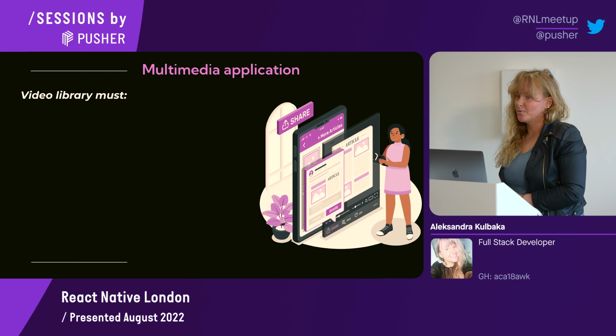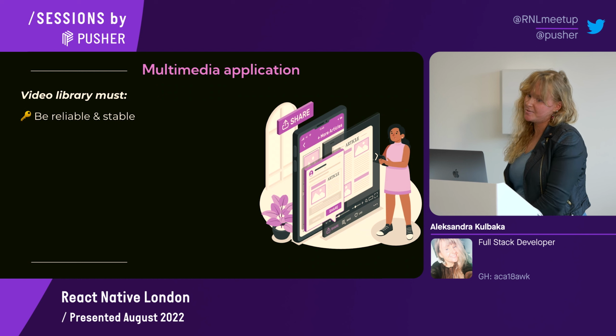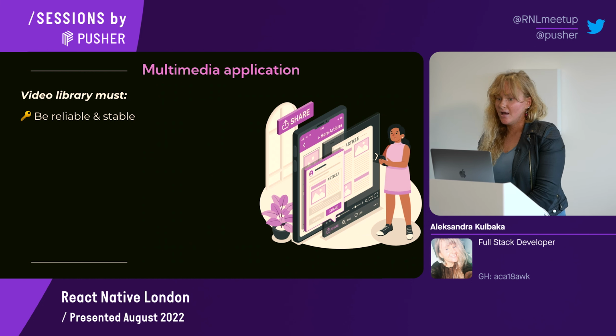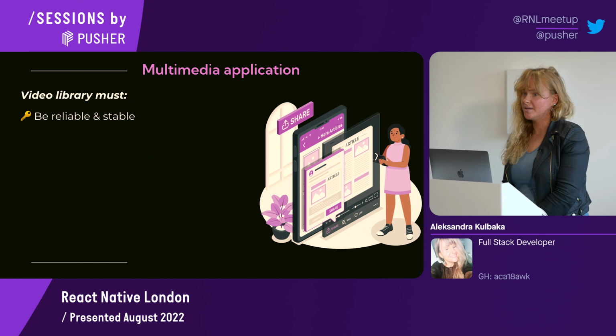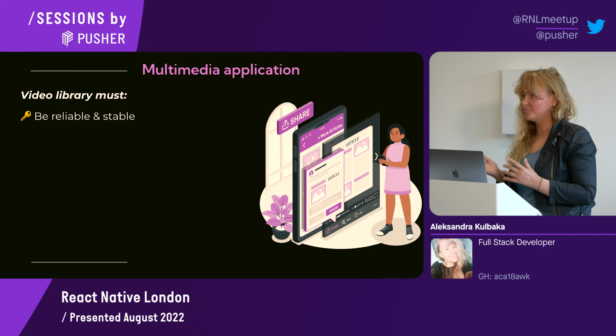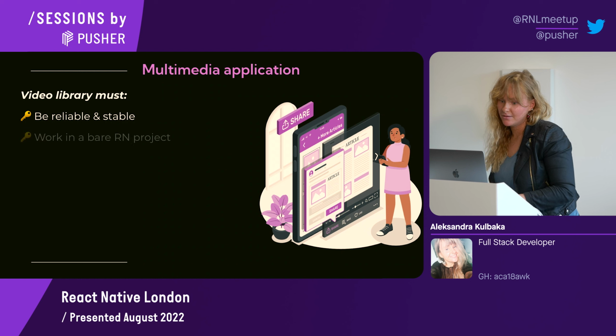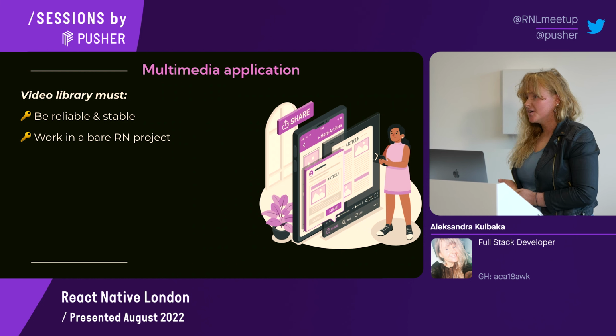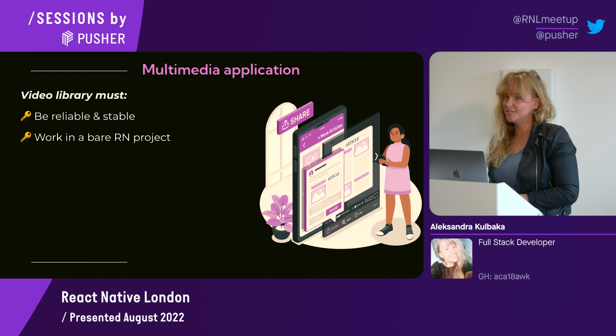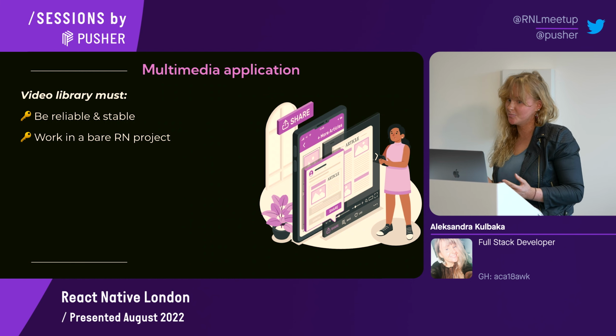So the video library that we were looking for must be reliable and stable. The multimedia app is being used by millions of users each month, so the video controller cannot just randomly crash or break. It needs to work in a bare React Native project. Our app was not set up using Expo, so the library couldn't be Expo only.